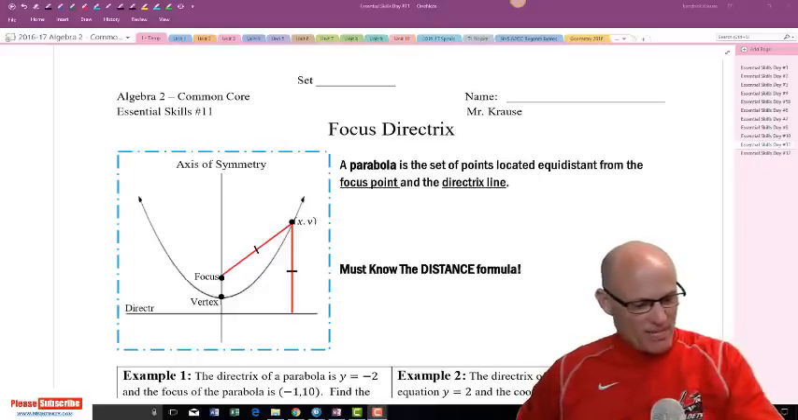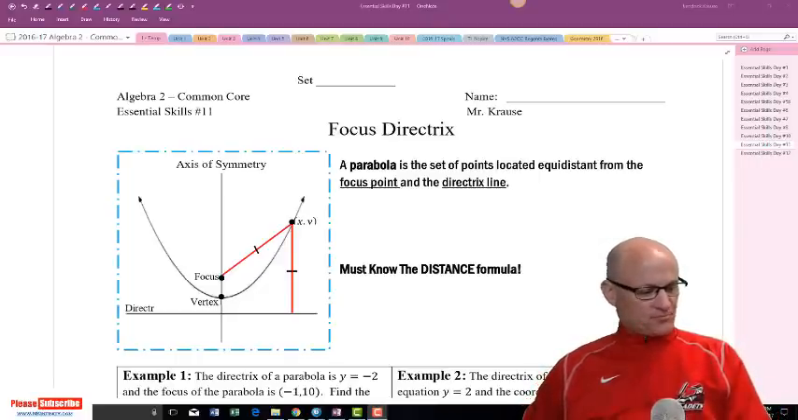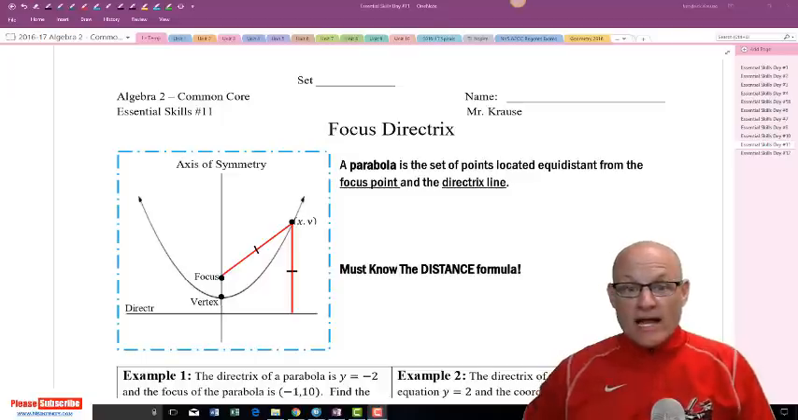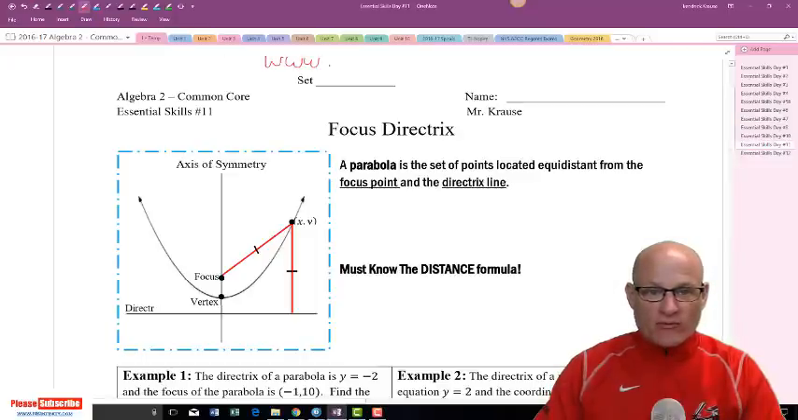Essential skills number 11. I'm going to do 2 more of these tonight, and then I'm going to be finished. And hopefully not dead. Anyway, this is focus-directrix form. You haven't seen this in a while. I think they're actually taking this out of the curriculum eventually.